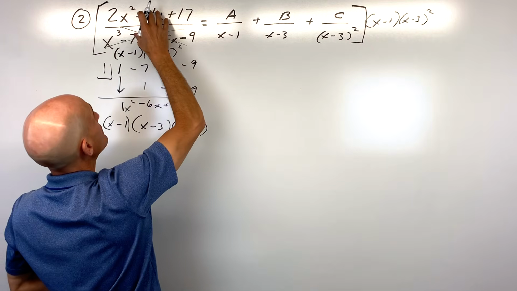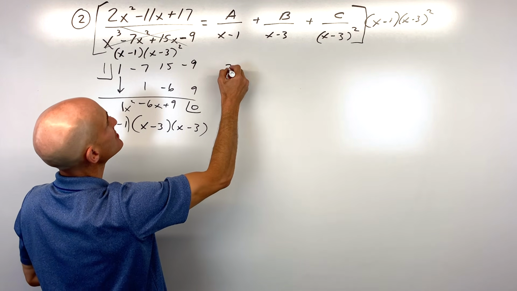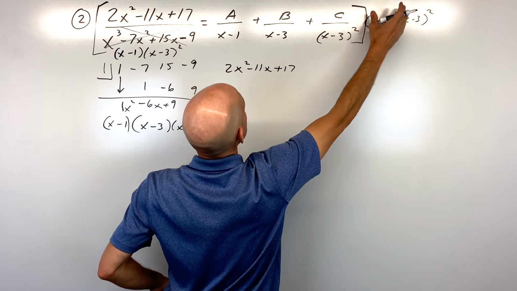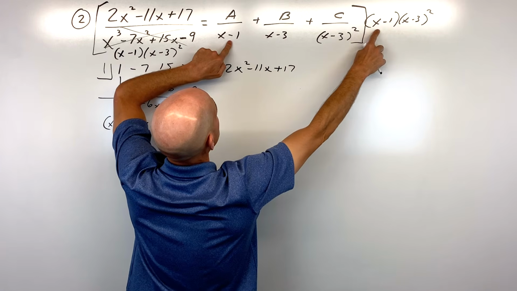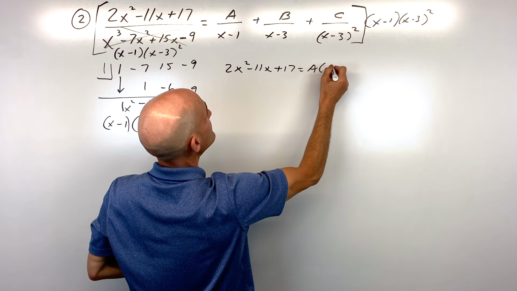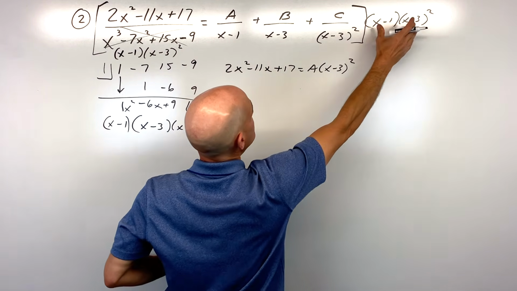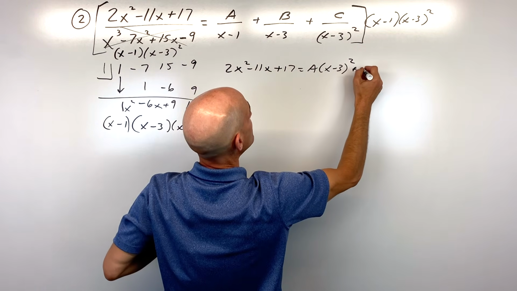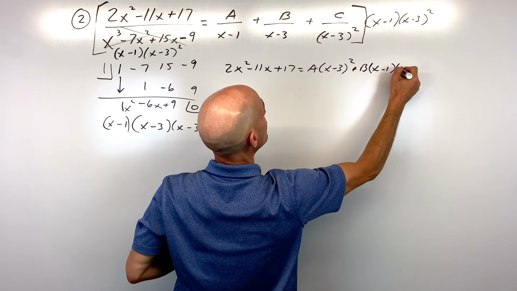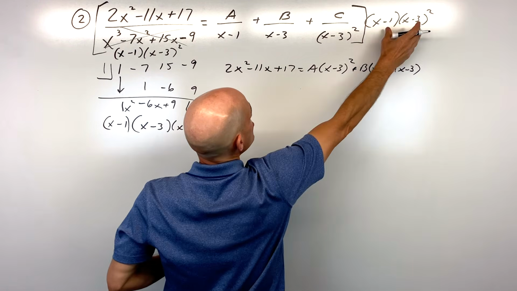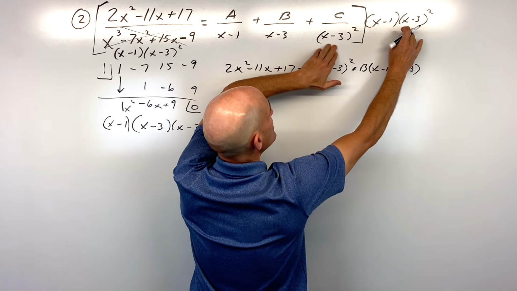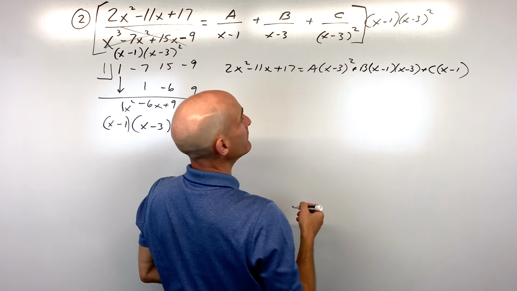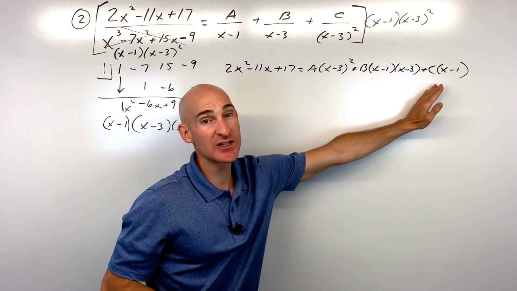So we're going to distribute to this first fraction, which is just going to give us 2x squared minus 11x plus 17. When we distribute to here, the x minus 1's are going to cancel, so we're going to have A times x minus 3 squared. When we distribute to this fraction, one of the x minus 3's and one of the x minus 3's is going to cancel, leaving us B times x minus 1, x minus 3. And when we distribute to the last term, the x minus 3 squareds are going to cancel, so we're just going to have C times x minus 1. Okay, so this is the equation that we're going to be solving.